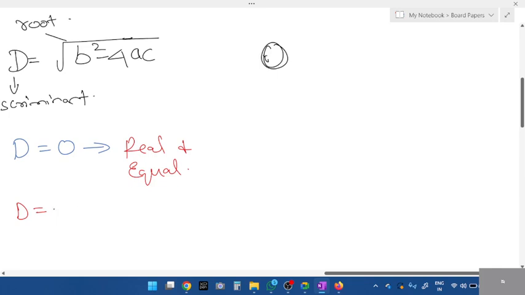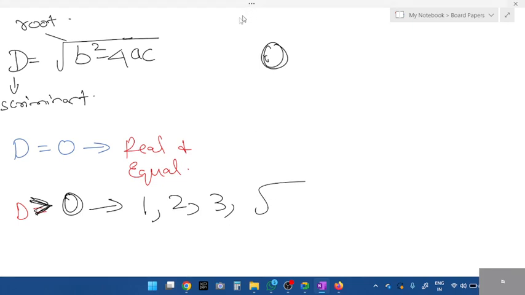Real and equal. When D is greater than 0, for example you can get 1, 2, 3, 3.5, 4.5, all positive numbers. Remember, greater than 0 means positive numbers. Whenever it is greater than 0, there are 2 types, students.